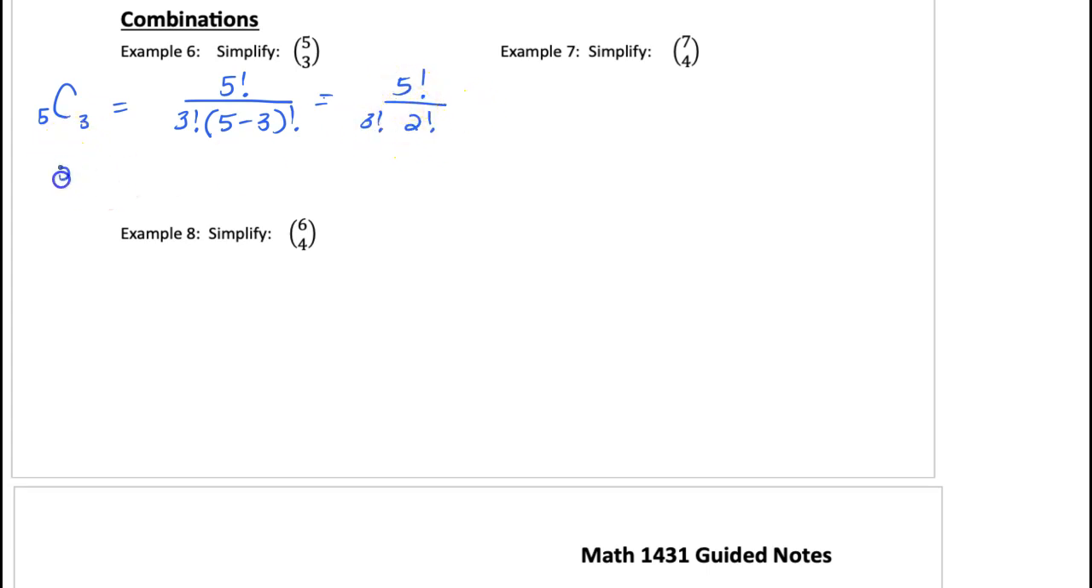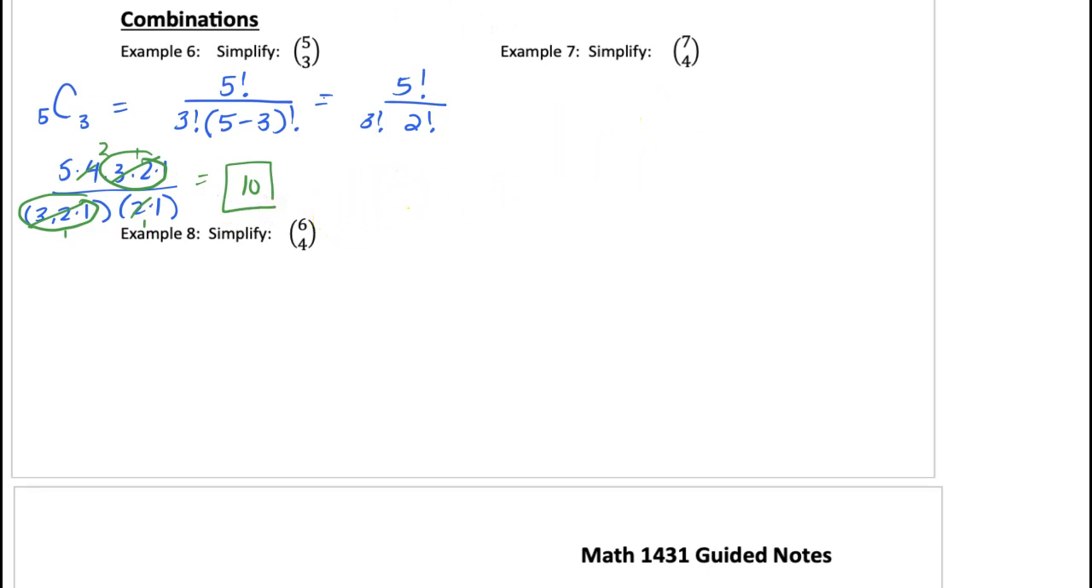So simplifying, we have 5 times 4 times 3 times 2 times 1. In the denominator, keep them separate, 3 times 2 times 1 and 2 times 1. And then we can simplify. 3 times 2 times 1 simplifies with 3 times 2 times 1 to be factors of 1. And we can simplify individual factors from there and get 5 times 2, which is a value of 10.